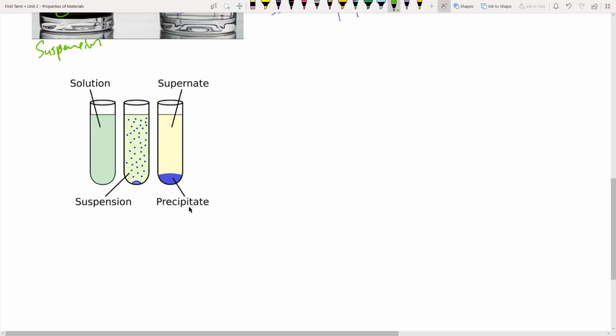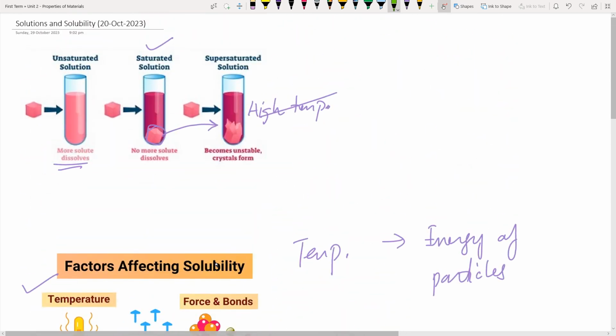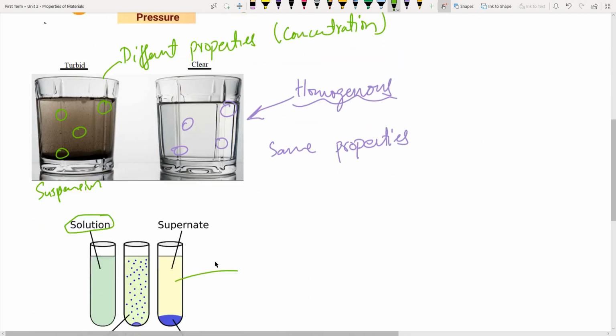So over here, as per appearance, we can define these mixtures as either solutions, which are completely soluble into one another; suspensions, in which some of the particles are suspended in the solvent and some excess is sitting at the bottom; and then we have the supernate and the precipitate, in which the supernate is the solution which remains after a chemical reaction, and it leaves heavier solid particles at the bottom, which we call precipitates, right? So these are some of the ideas regarding solubility.